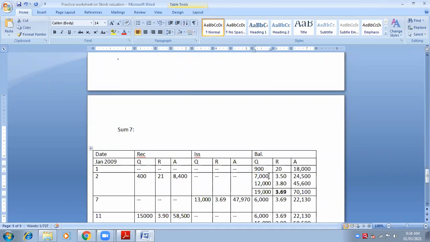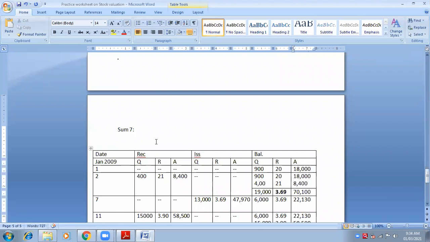How should we write down the balance? First, copy down 900, 20, and 18,000. Next we will write here 400, which is just now purchased, and the rate of 400 is 21 and the amount is 8,400.